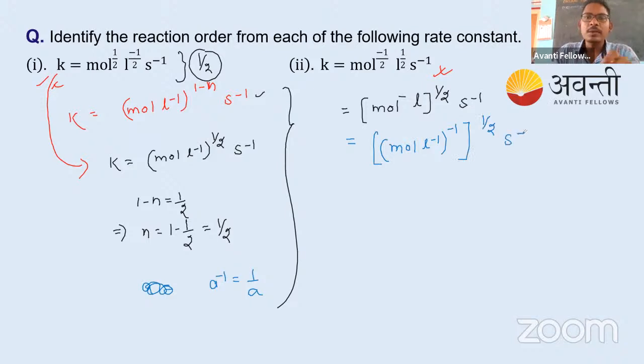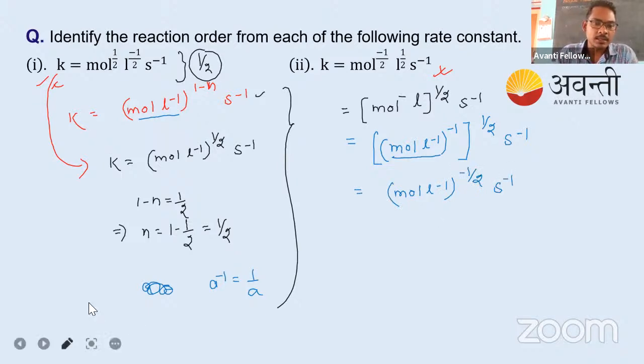So why did I put -1 here? So that I can get this mole per liter, so that I can easily compare with this one. That is why I rearranged them. After that, take this -1 with this, so we'll get overall mole per liter to the power minus half equal to per second.